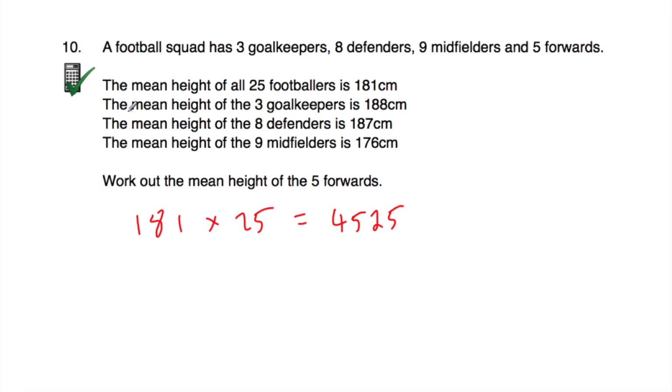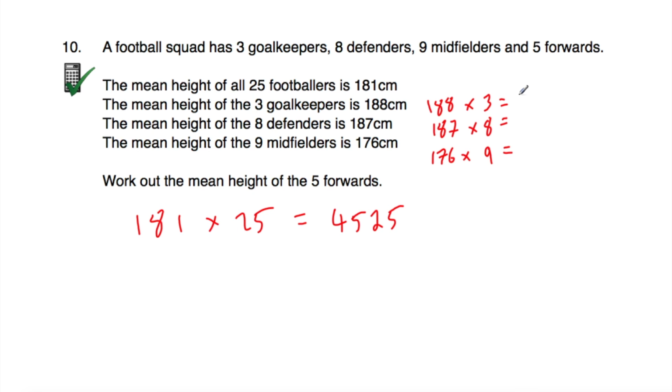Now let's work out the total height of the goalkeepers, the defenders and the midfielders. And then we'll take all of those away from the total height of all the players, and that'll tell us the total height of the forwards. And then we'll divide by 5 to find their mean. So let's find the total height of the goalkeepers. For that, we would take the 188, their mean, and multiply that by 3. For the defenders, we would take the 187 and multiply that by 8, how many defenders there are. And for the midfielders, we would take the 176 and multiply that by 9. And that'll tell us the total height for the goalkeepers, the defenders and the midfielders.